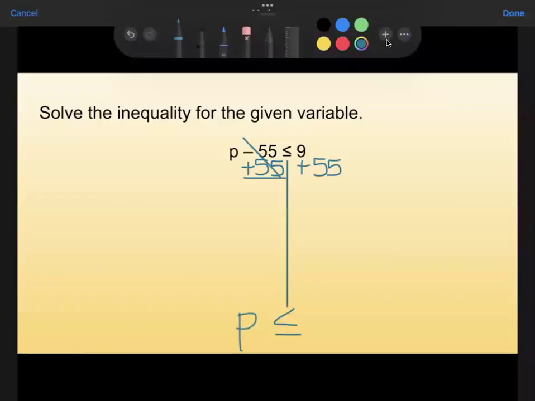Then I have to do 9 plus 55. So my trick for adding 9s in my head is to add 10 and then take away 1. So adding 10 to 55 would be 65, and then taking 1 away would be 64. So the final solution for this should be p is less than or equal to 64.